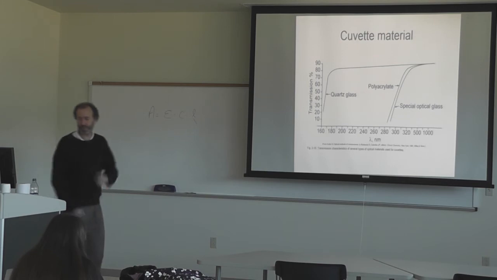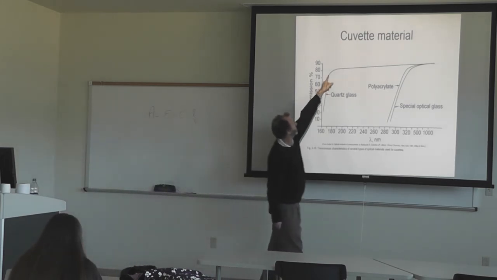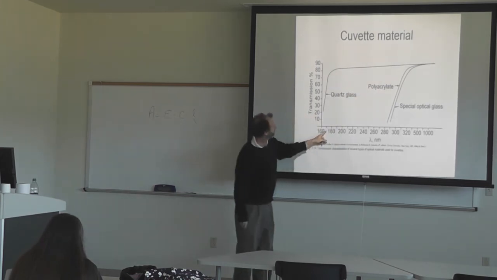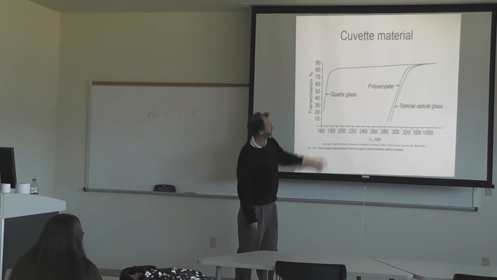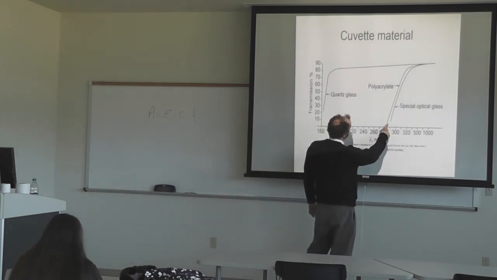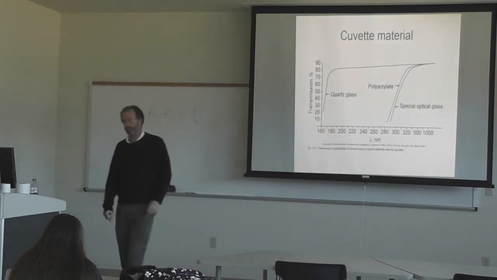So this is, I think, a figure from your book showing you the cuvette material. Quartz glass, you get good transmission all the way down to about 180 or so nanometers, whereas special optical glass is above 300, and then polyacrylate plastic is around the same as the special optical glass.